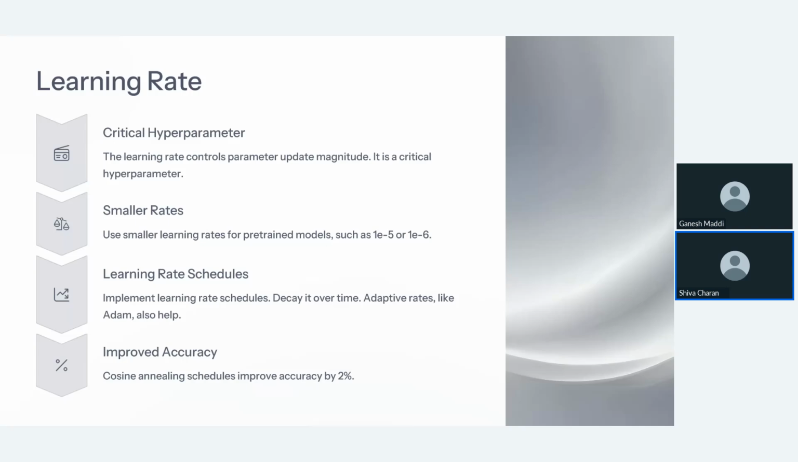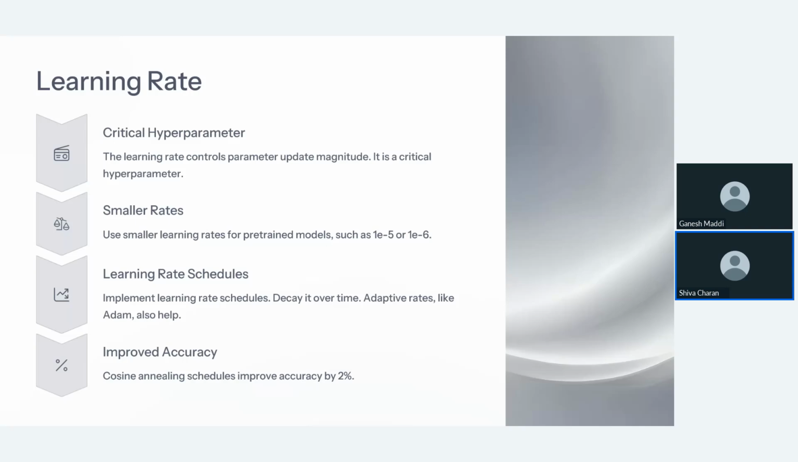Okay. So learning rate schedules. What it is saying is, implement learning rate schedules that decay over time. Adaptive rates like Adam also help. While working with the learning rate, Adam will also be helpful. What is Adam? Adam is a combination of RMSprop and also momentum, right?